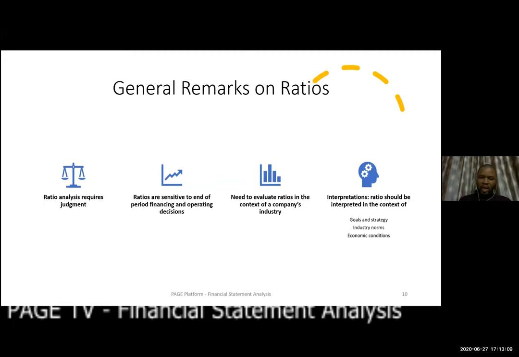The business you are analyzing, you should have a broad understanding of that business, and those ratios should be interpreted within their goals and strategy. Then industry norms and equally the economic conditions. So as you're analyzing a statement, you don't just restrict your focus to that statement alone. You need to equally look at what is happening within the industry and economy, because that's what informs the company's performance.